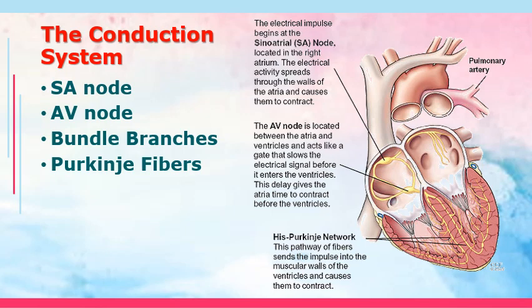You have four terms there that you need to remember in the conduction system of your heart. First is your SA node, then you have your AV node, followed by your bundle branches, and then you have your Purkinje fibers. Let's go over them one by one.